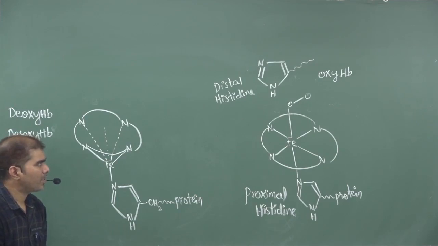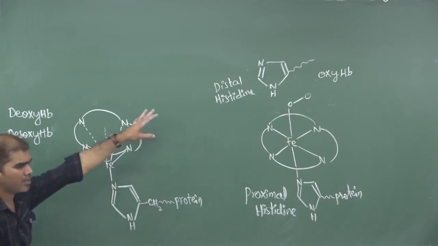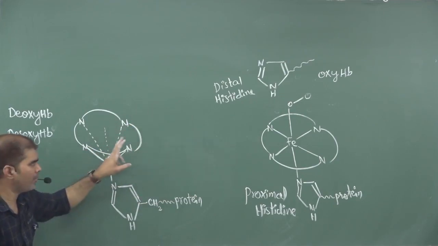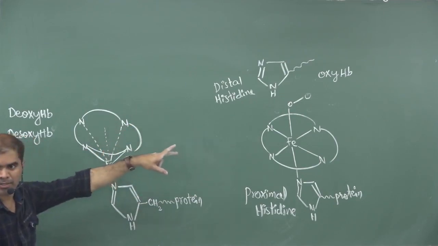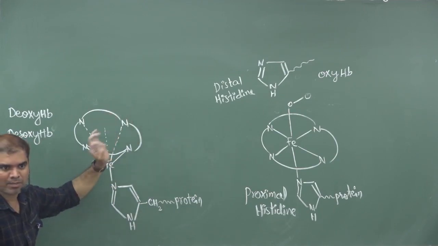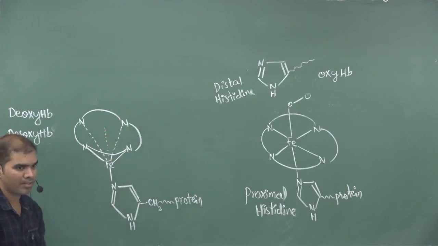What is the role of distal histidine? Do you have any role for it? Because in most of the literature, did you anywhere find distal histidine? Simply whenever we say deoxy hemoglobin, oxy hemoglobin, you draw these two diagrams only. You have never seen that. But there is a lot of importance for it. What is that importance? Any one of you can tell? What is the importance of that distal histidine? Very important role.